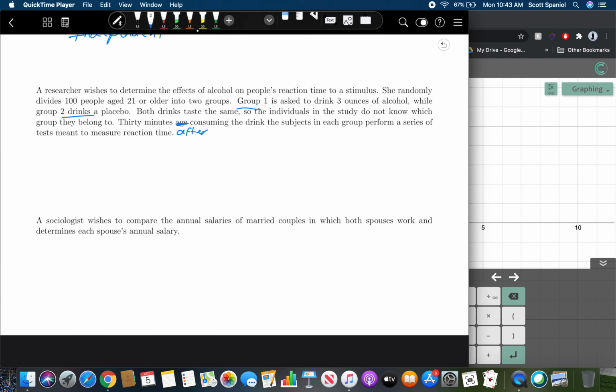So once again, she randomly put these people in these two groups, so this is independent, similar to the one above. There's no connection between the two groups other than they came from the same big group.